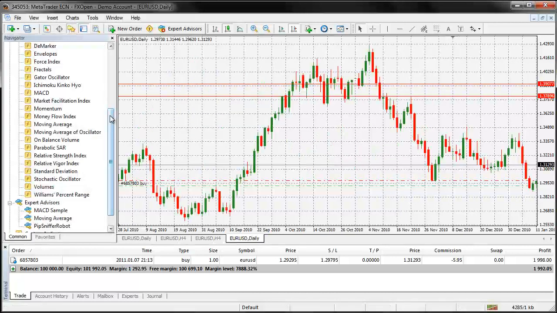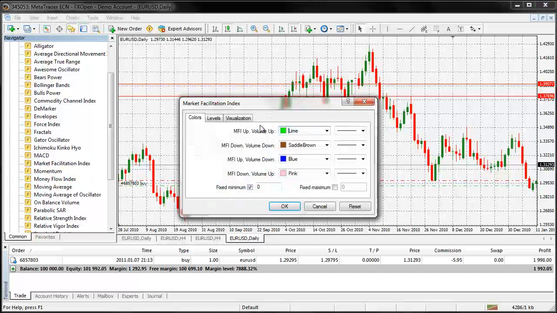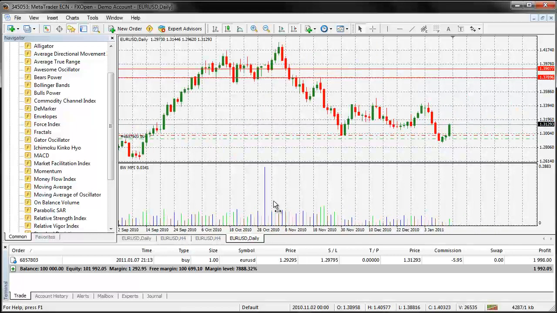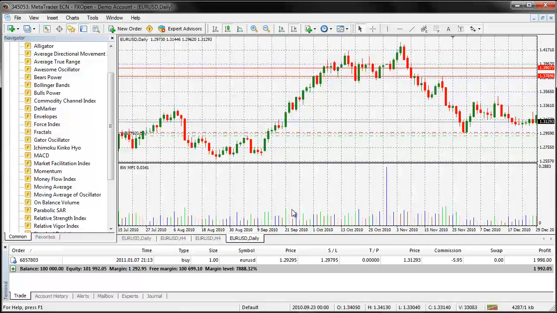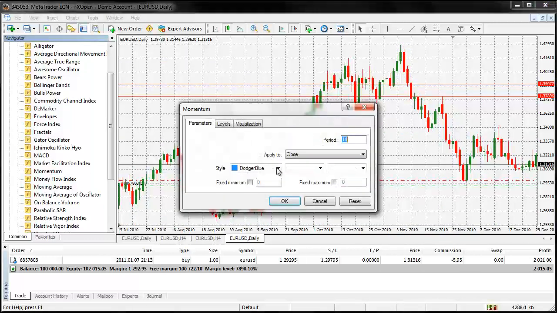So let's go back to our navigator panel. The next one on the list was the market facilitation index, and I can tell you right now it's too confusing for me to even understand, and I won't bore you by trying to make you understand it as well. So I'm just going to get rid of that. The next one on the list is the momentum.